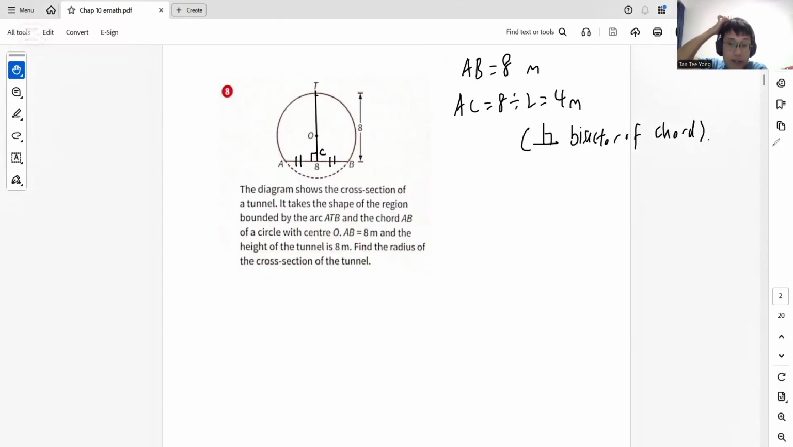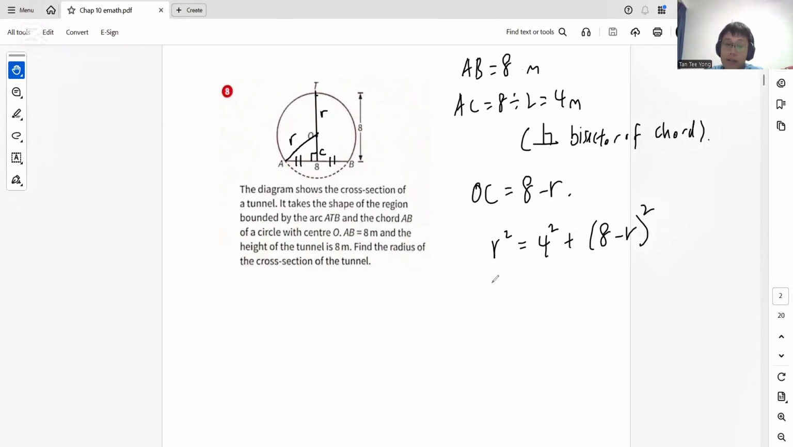After that, because we want to find the radius, OA is the radius, and OT is also the radius. So that means OC is 8 minus the radius. From here it is actually quite similar to question 7. We can form an equation using Pythagoras theorem. OA is R, so R squared equals 4 squared plus (8 minus R) squared. So just manipulate this and then simplify.